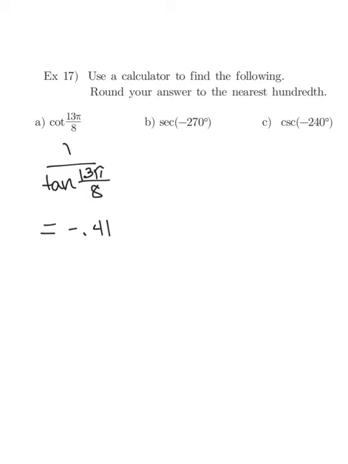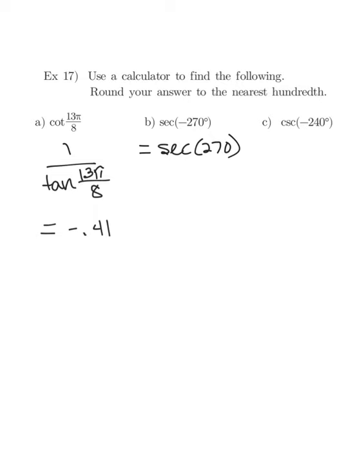For B, we want to do the secant of negative 270. We're going to use the even-odd idea first and recognize that because secant is even, this is the same as having the secant of positive 270. When it's even, you can just drop the negative sign.